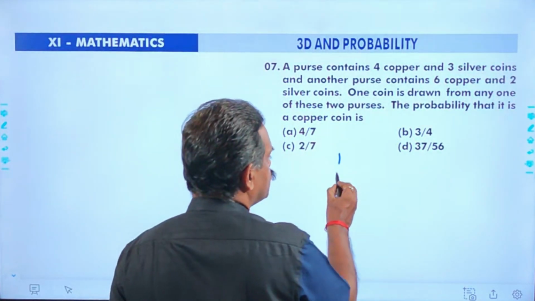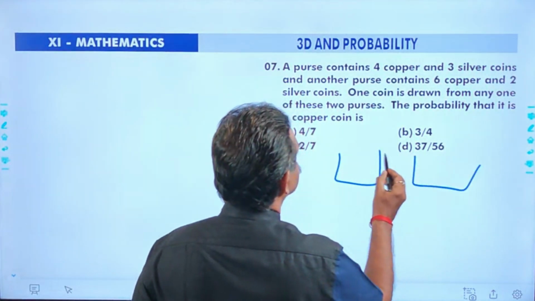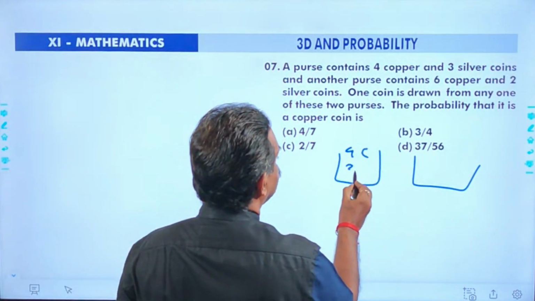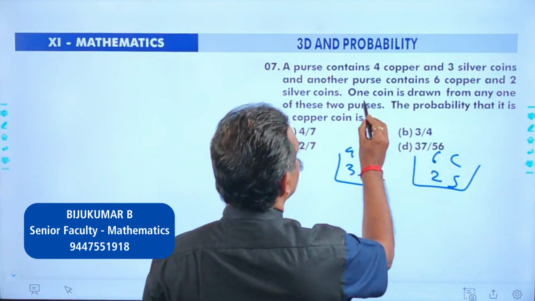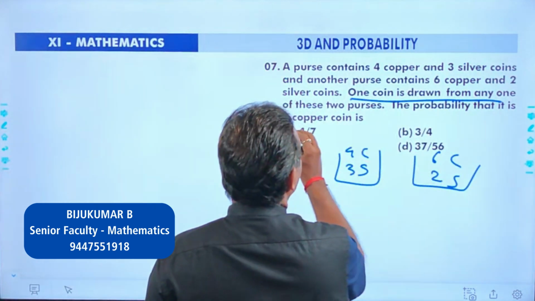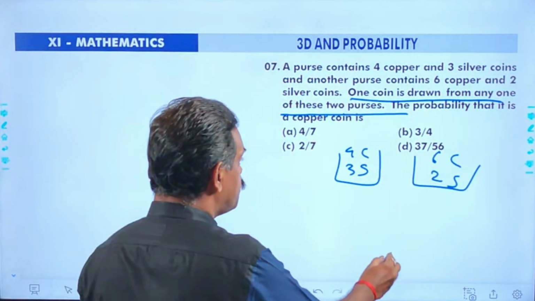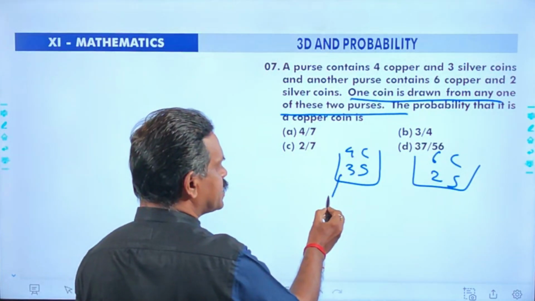Again, there are 2 purses. Just imagine like that. One purse contains 4 copper and 3 silver coins. Another contains 6 copper and 2 silver coins. One coin is drawn from any one of the 2 purses. Find the probability that it is a copper coin. Suppose I am taking this one.